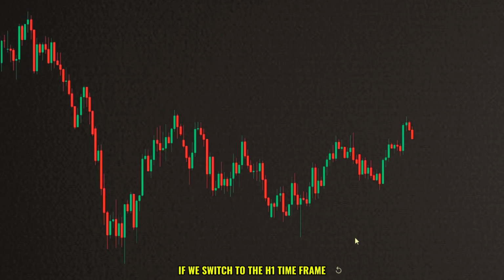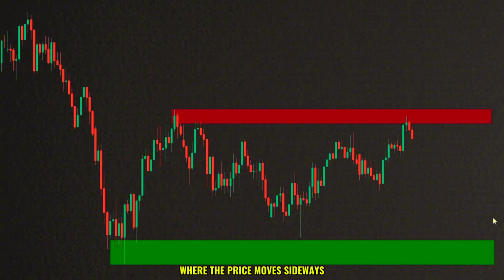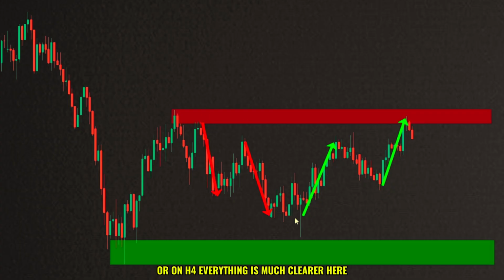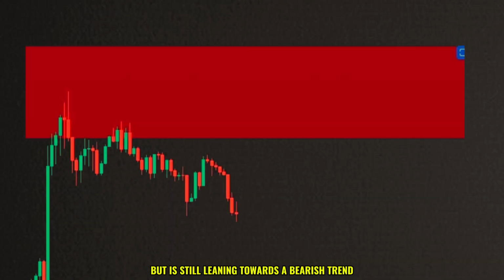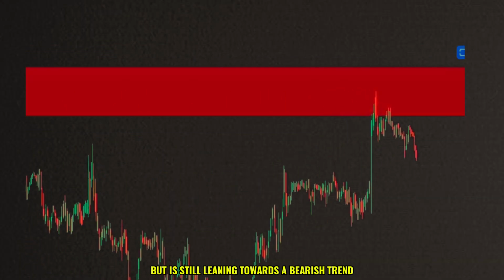For example, if we switch to the H1 time frame, we will see a more comprehensive picture where the price moves sideways within these 2 zones. Or on H4, everything is much clearer here. Or if we open the D time frame, this area is no longer a clear sideways zone but is still leaning towards a bearish trend.